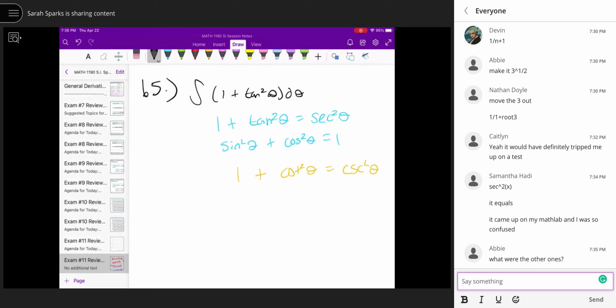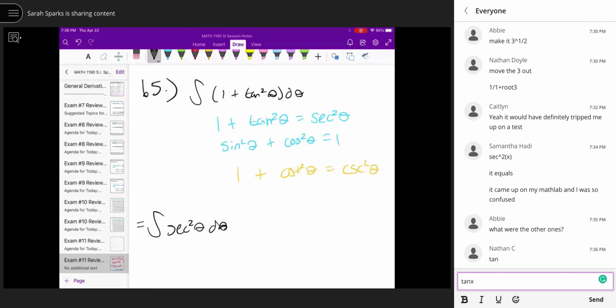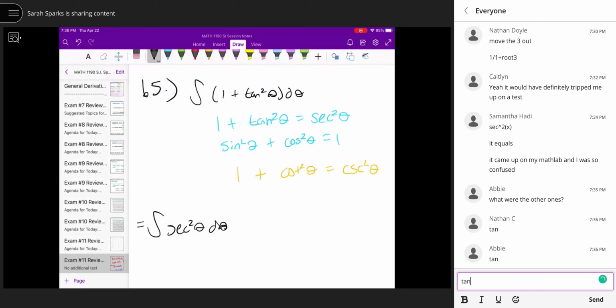Like Samantha said, that integral is going to be equal to the integral of secant squared theta d theta by our trig identities. And we know the antiderivative of secant squared theta, right? So what's that? Yeah, it's just going to be tangent theta plus c.